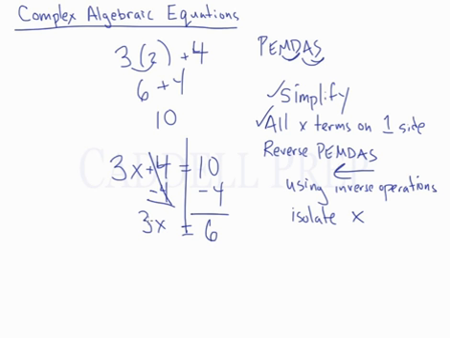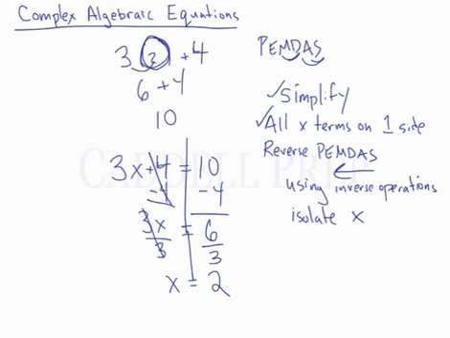Now here we have 3 times x equals 6. So we know to isolate the x, we have to do the inverse of this. This is multiplication. So the inverse would be division. We're going to divide both sides by 3. And we get that x equals 2. Just as we knew from our little example.